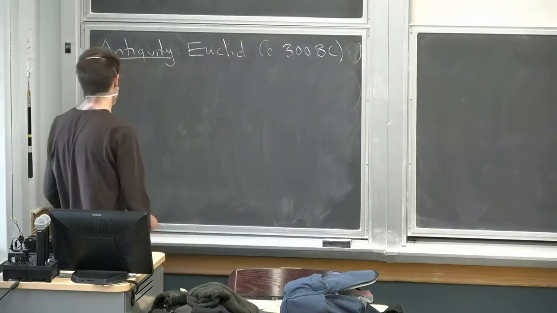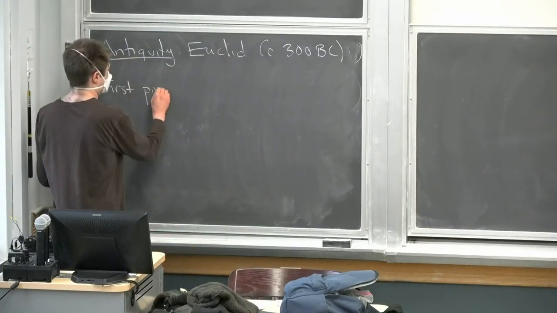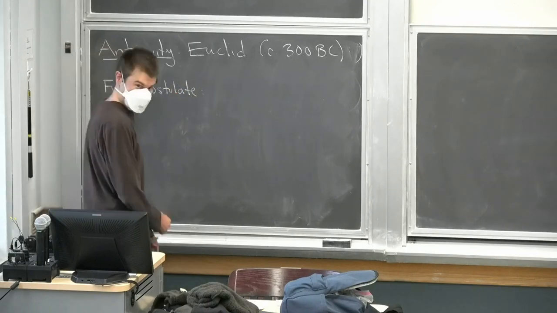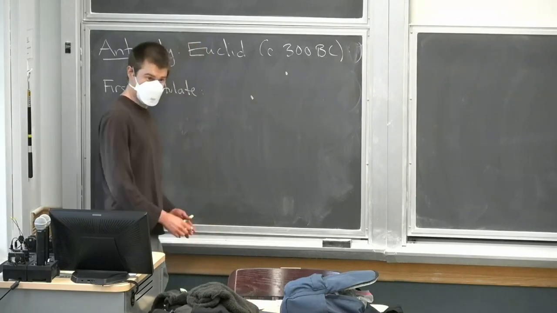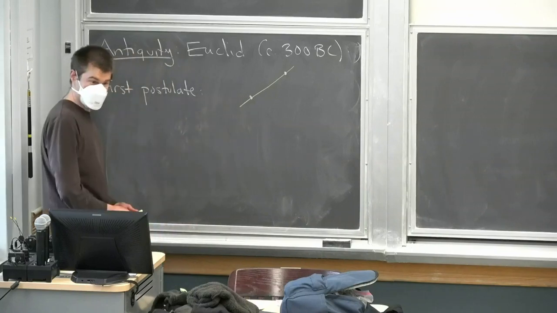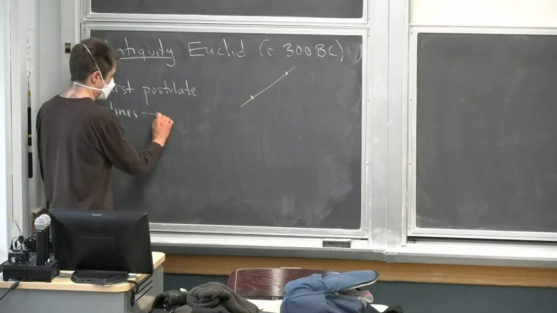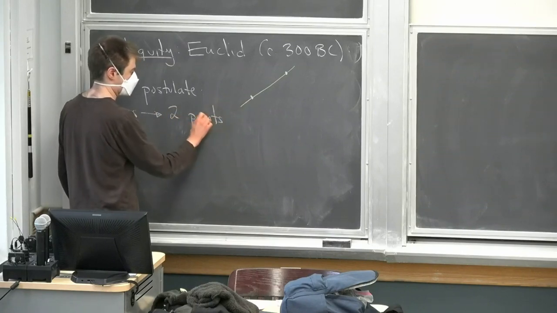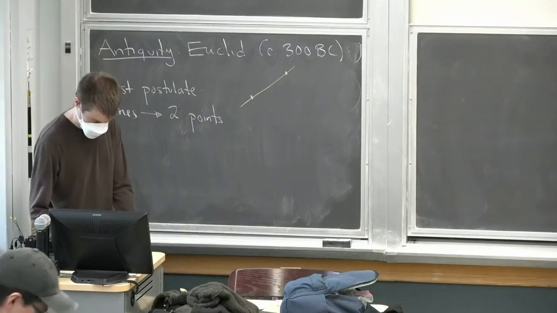And so there's the first postulate, which says that if I have 2 points, then I can find a line that passes through them. The type of curve is lines. They can pass through 2 points.